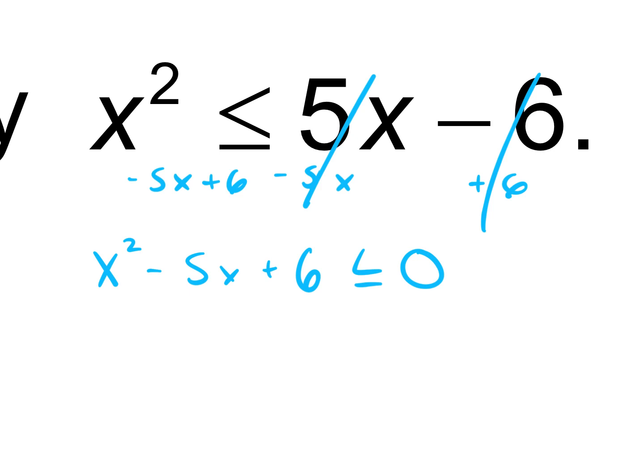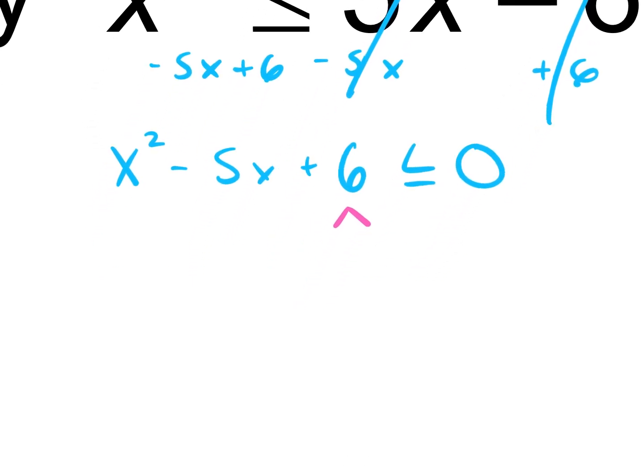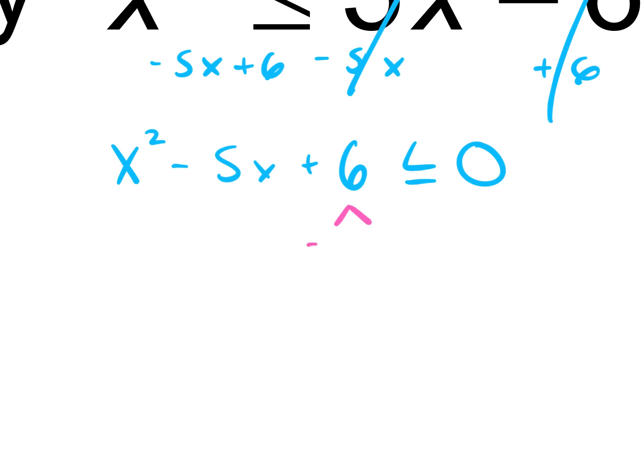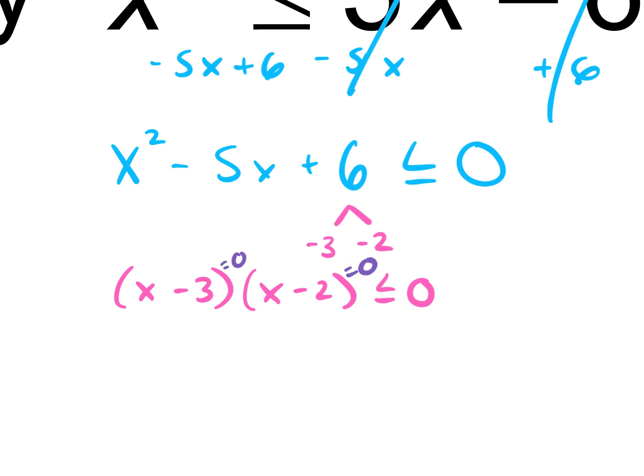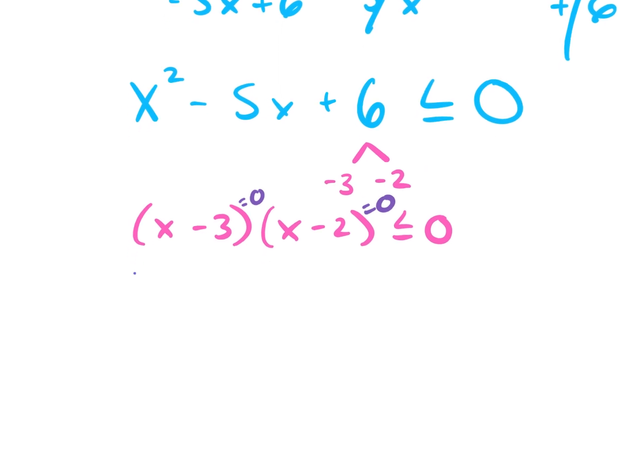From here, we factor. What are 2 factors of 6 that add to negative 5? Negative 3 and negative 2. Perfect. So we have x minus 3 and x minus 2 is less than or equal to 0. From here, we're just going to set each piece equal to 0 for now, and we'll figure out the inequality part at the end. So I have x minus 3 is equal to 0, and x minus 2 is equal to 0. So x is equal to 3, and x is equal to 2.